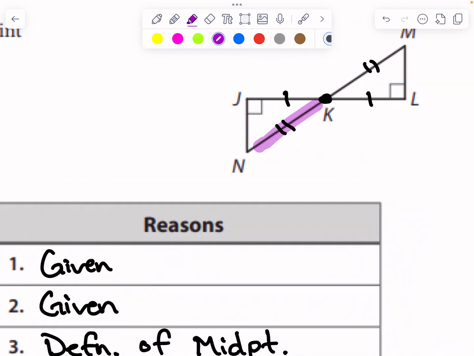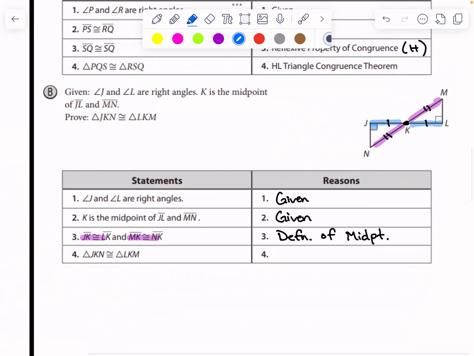So looking at this, we have, this is the hypotenuse of this first triangle. This is the hypotenuse of the second triangle. This is the leg because it's adjacent to the right angle. And this is also a leg. So, right, the purples are the hypotenuse, the blues are the legs. So therefore we can conclude, yeah, the triangles are congruent because of HL triangle congruence theorem.